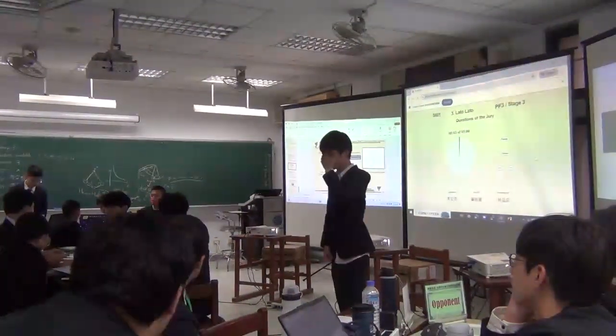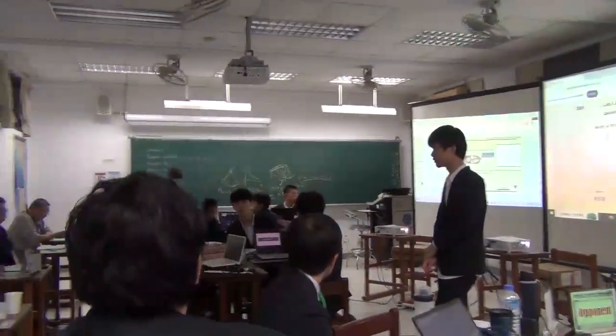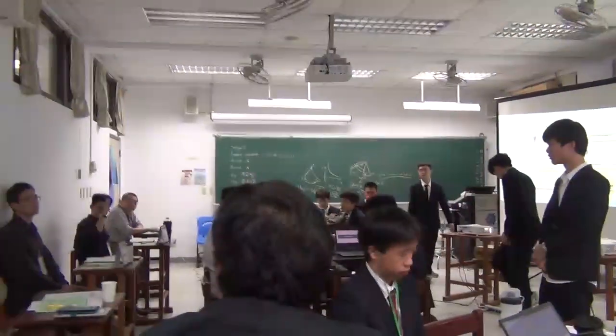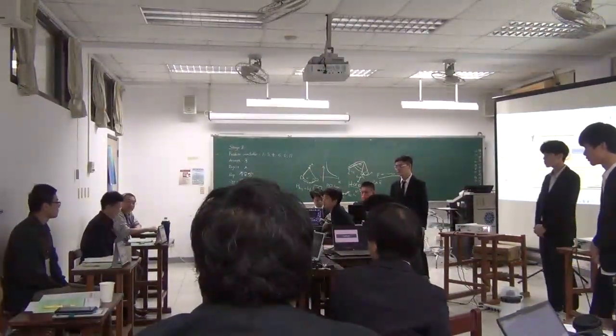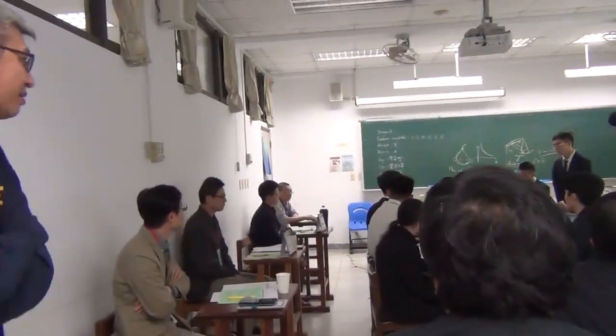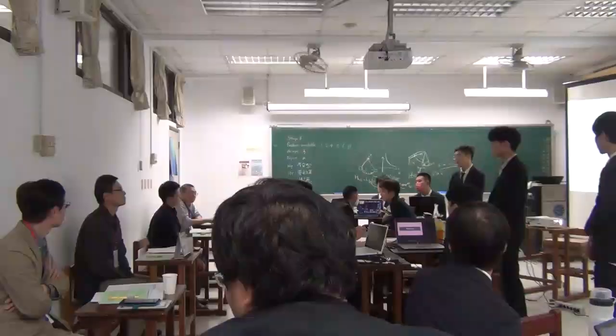So now the time goes to the jurors. Any question you like to ask? Okay, Professor Han. You mentioned that this is a static system. And how do you distinguish the stable and unstable case by reading the diagonal exponent?